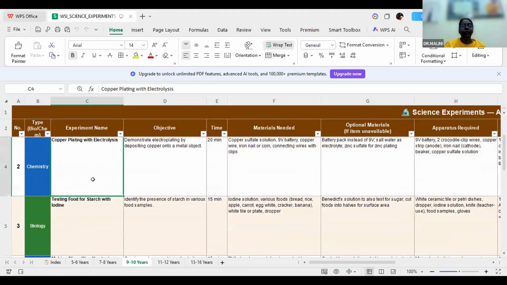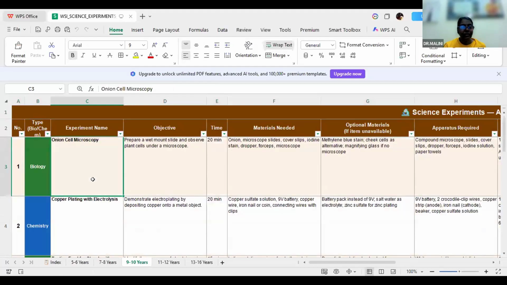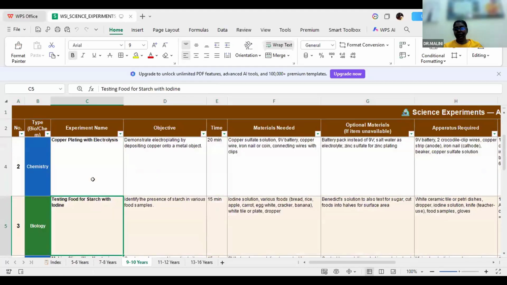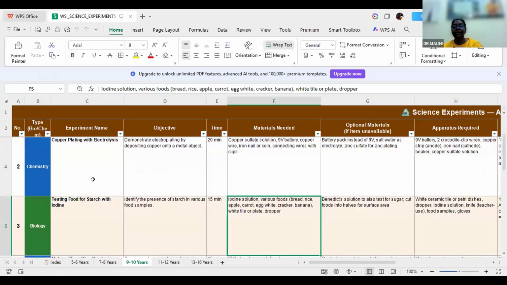Okay, easy one. Can you all see? Teacher has highlighted this: testing food for starch with iodine. This is a very simple experiment. So we have given what materials are needed.